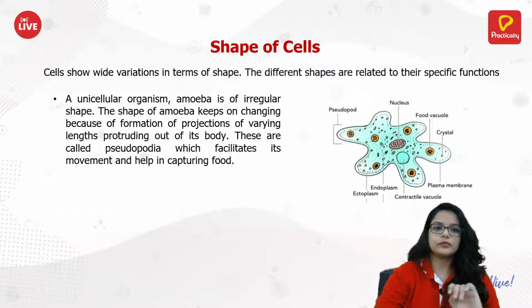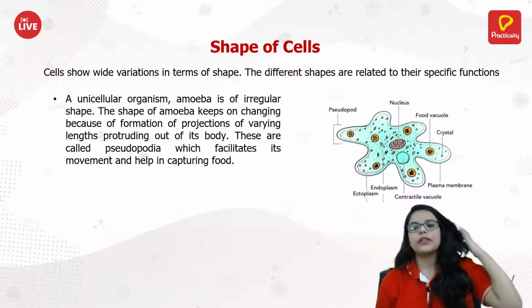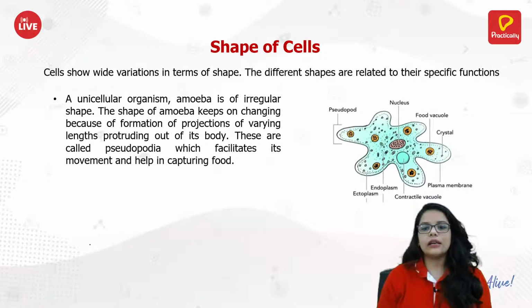Okay. Now, shape of cells. The thing is, it depends. You cannot just say that a plant cell is rectangular in nature, or the animal cell is oval in nature. No, the shape of a cell actually varies. It is different in different organisms.